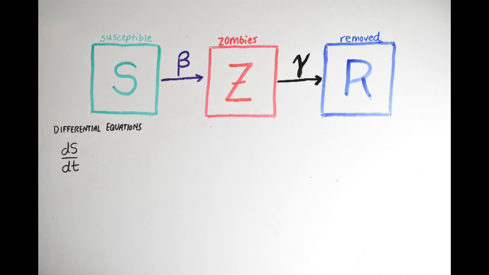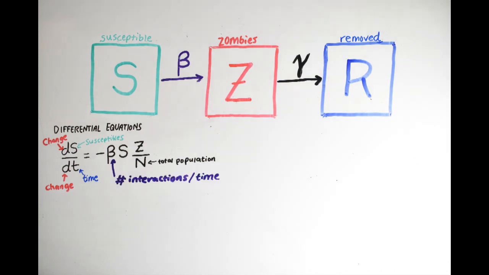Therefore, dS over dt, or the change in susceptibles over change in time, is dependent on the infection rate, beta, the number of susceptibles, S, and the number of zombies, Z, all divided by the total population, N. The beta parameter includes the number of interactions an individual has over time, and Z over N is the fraction of those interactions that are with a zombie.